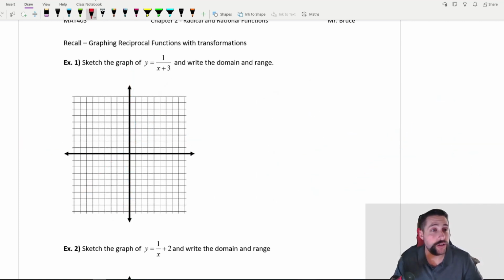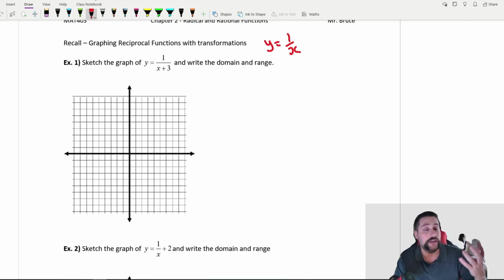Okay, so now we're moving on to recall graphing reciprocal functions with transformations. So we're going to move on now and do transformations with the function y equals 1 over x. We're going to move this graph around, left, right, up and down. We could even stretch it vertically, as well as stretch it horizontally. So let's move on to the first one.